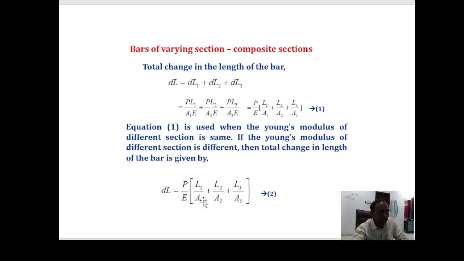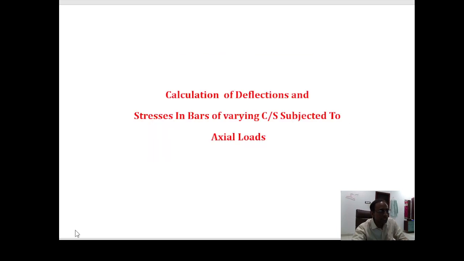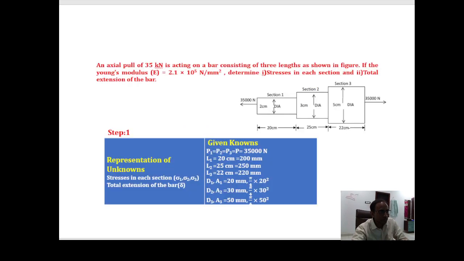So here it becomes A1 E1, A2 E2 and A3. So that is the concept as far as the theoretical background is concerned. This is how we can calculate the total elongation in the bars of varying cross section subject to the axial load. Right? Now let us look at a numerical example to have a better understanding of this topic.